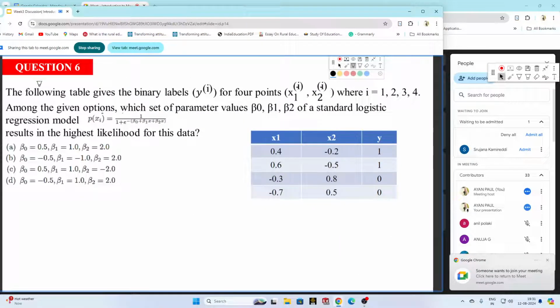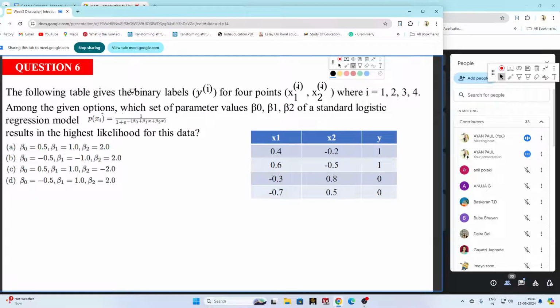Okay, so this is the next question. The following table gives the binary label yi for 4 points x1 x2 i, where i varies from 1 to 4. That means we have 4 data points, 1 2 3 4.